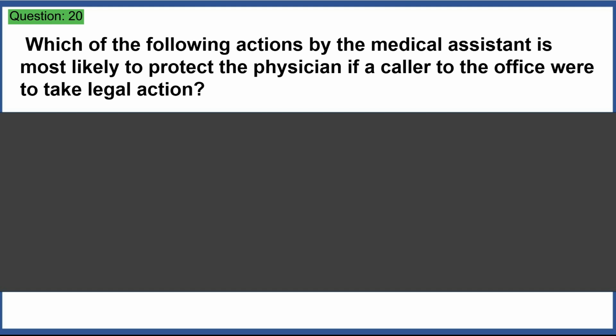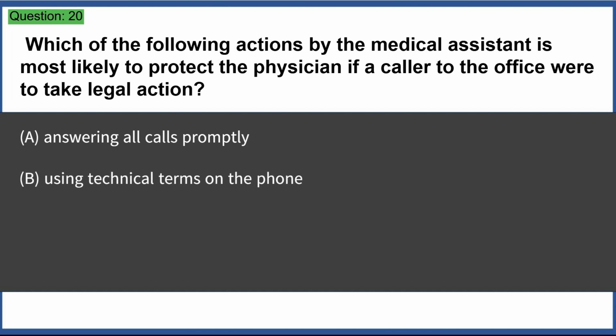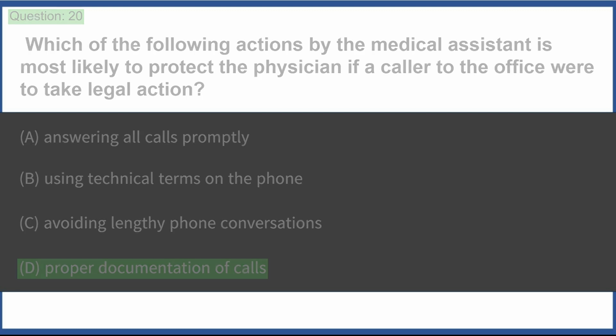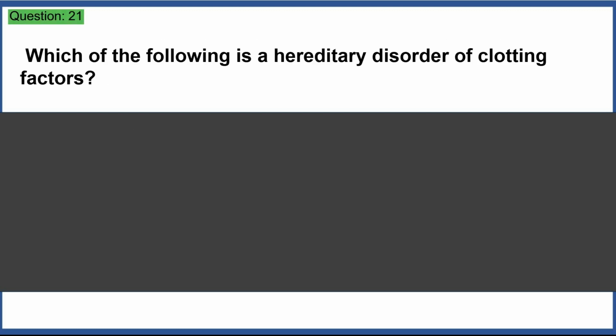Which of the following actions by the medical assistant is most likely to protect the physician if a caller to the office were to take legal action? A. Answering all calls promptly, B. Using technical terms on the phone, C. Avoiding lengthy phone conversations, D. Proper documentation of calls. Answer: D. Proper documentation of calls.